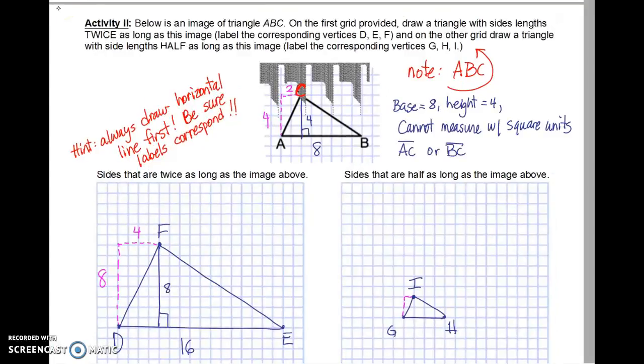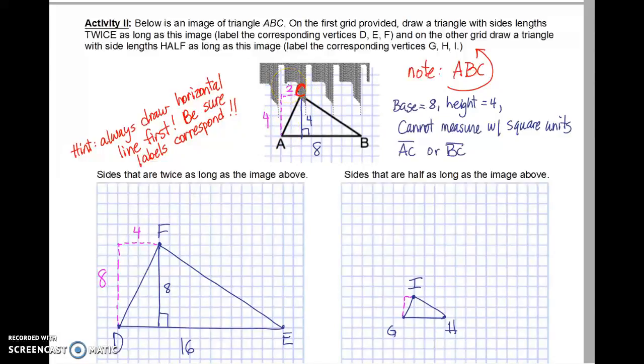Okay, here we go. Hope this was easy for you. I think that probably the most difficult thing was to find where that vertex was. I labeled the base and the height of the given triangle. You cannot measure with square units side AC or side BC. So the way that I did it was I started at vertex A, and to get to vertex C, I counted up 4 units over 2 units.